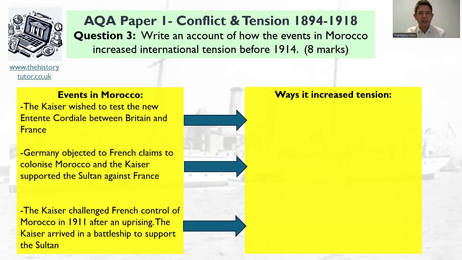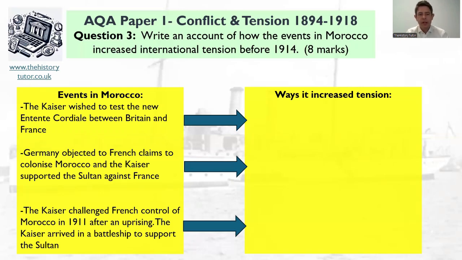So, first event, the Kaiser wished to test the new Entente Cordiale between Britain and France. So one of his aims was to go there and cause a bit of confrontation between Britain and France to see if the Entente Cordiale could survive a colonial dispute. And obviously, the Kaiser did not want the Entente Cordiale because he wanted France to be weaker. So Germany objected to French claims to colonize Morocco, and the Kaiser supported the Sultan against France. So one of the events is, of course, that Germany is obviously against France in this dispute because they were trying to challenge the Entente.